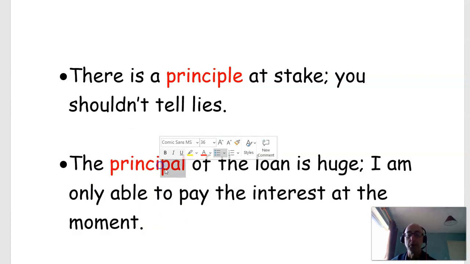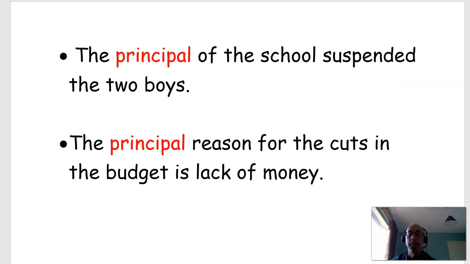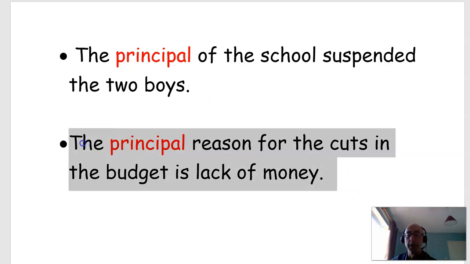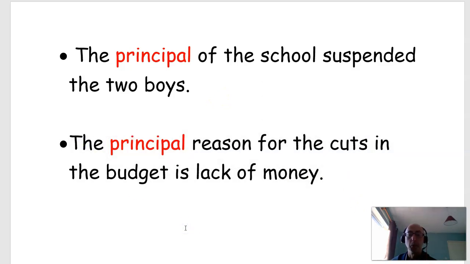Second one, the principal of the loan is huge. P-A-L. Same sound. I'm only able to pay the interest at the moment. So the principal is the main body of the loan before you get to pay the interest. And the principal is also of a school. The principal of the school suspended the two boys. And principal can also mean the most important, the main. The principal reason for the cuts in the budget is lack of money.